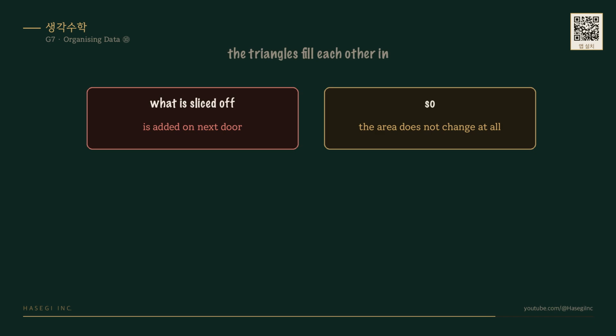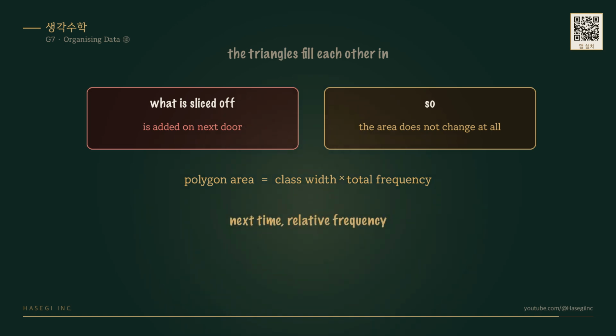The triangles fill each other in, which means the polygon encloses the class width times the total frequency, the same value as the histogram. Next time, relative frequency for comparing two groups of different sizes.